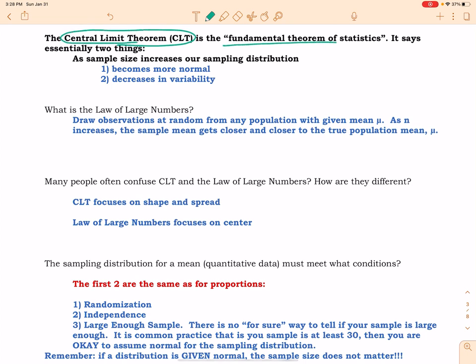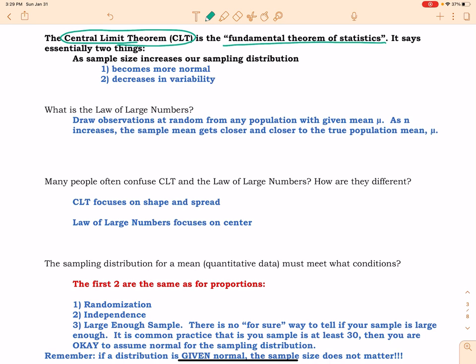Well, if you are familiar at all with calculus, in calculus we have a fundamental theorem of calculus, and it basically is what a lot of things that we do in calculus hinge upon. Well, we have the same thing for statistics. The central limit theorem is basically the fundamental theorem of statistics. Why? Because it tells me two vital pieces of information.